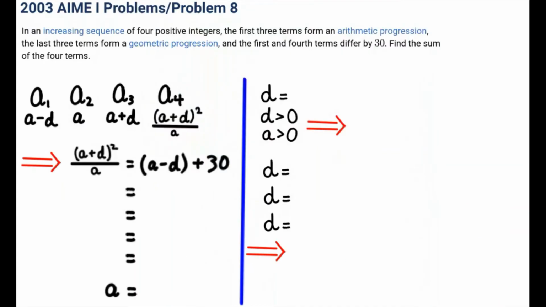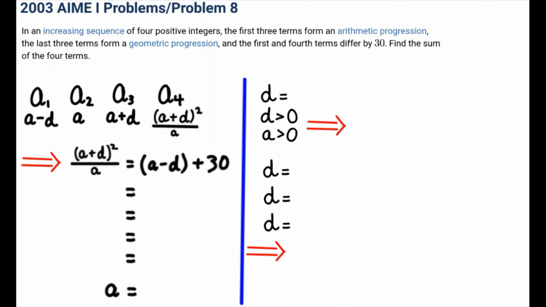In this 2003 AIME problem, there's an increasing sequence of 4 positive integers, with the first 3 terms being an arithmetic progression, and the last 3 terms being a geometric progression. With the first and fourth term differing by 30, we have to find the sum of the 4 terms. So first of all, let's let a1 equal a minus d, a2 equal a, and a3 equal to a plus d, with the difference being d.